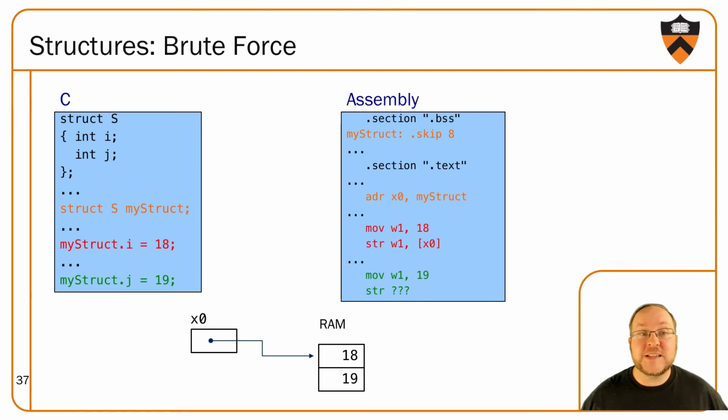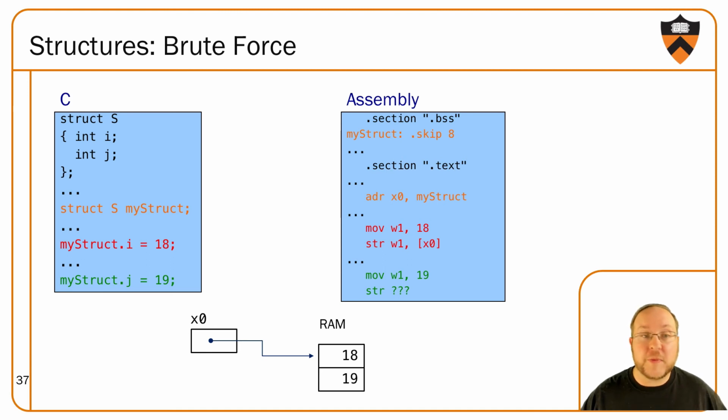So consider the C structure S on the left. We can create an instance of struct S called myStruct, and then we use the dot operator to access its fields for reading or writing. This is nothing new. So again, let's try to start off with the brute force of our translation into assembly. Well, the structure has 2 ints, so that's 8 bytes. Let's allocate enough space in BSS for that.